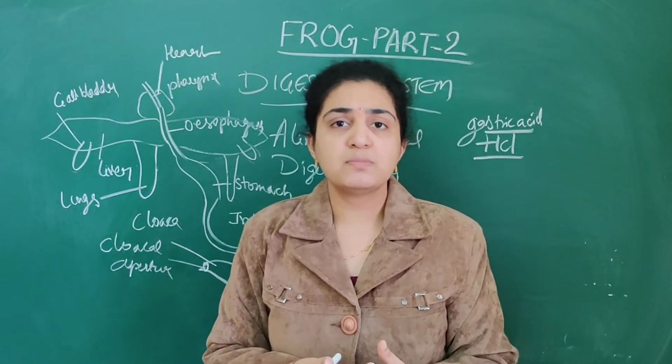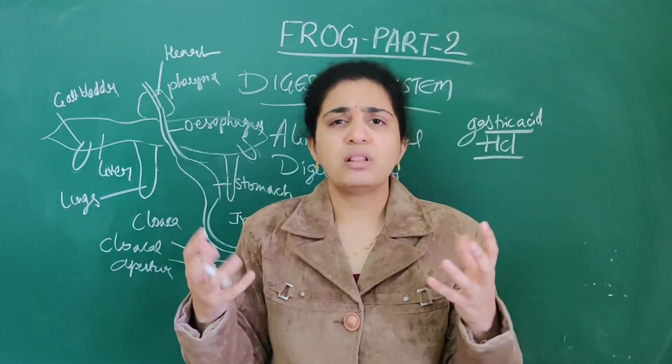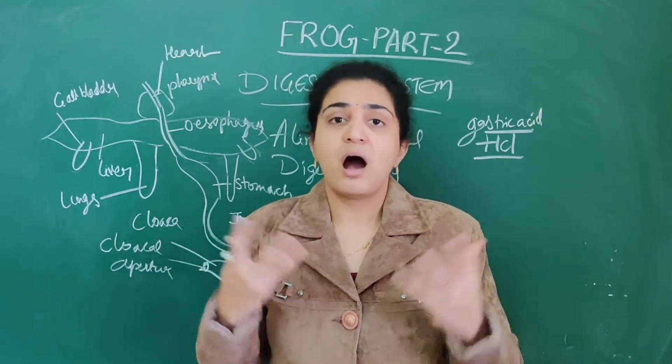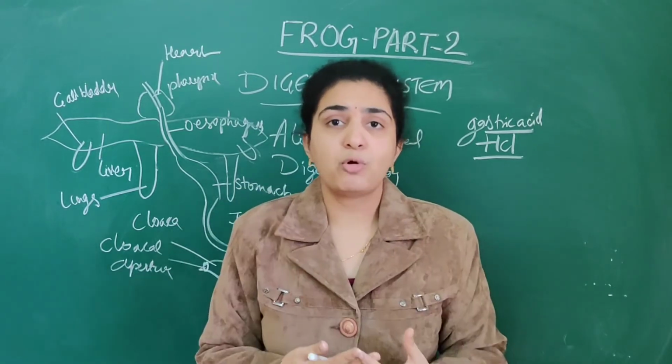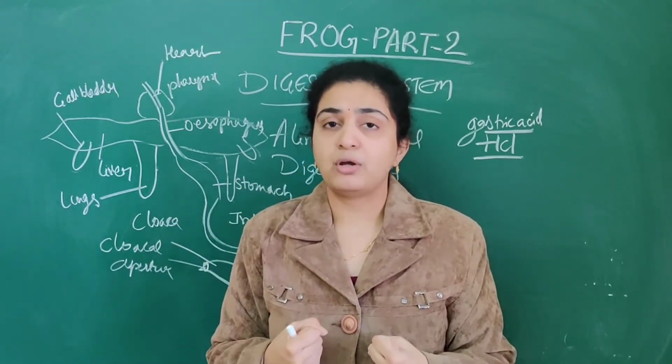What is the use of this bile? It helps in emulsification of fats. This means all the fats which enter our body should be broken down into small particles. How are these broken down? They are broken down by bile itself. So bile juice plays an important role.